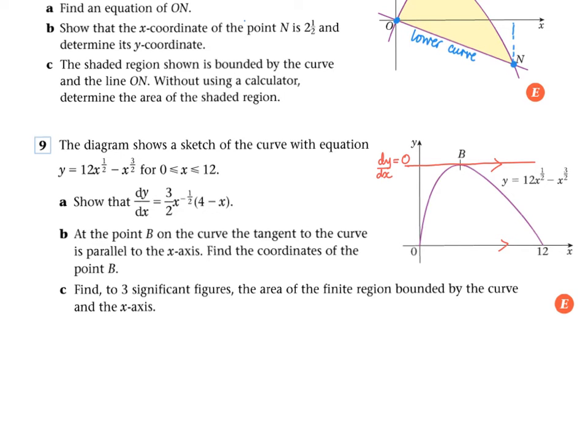And then we want to find the area to 3 significant figures. So it's giving you the degree of accuracy. So you're actually going, the area that you want is from 0 to 12. And your curve is 12x to the half minus x to the 3 over 2 dx. So that's per part C is what you have to work out.